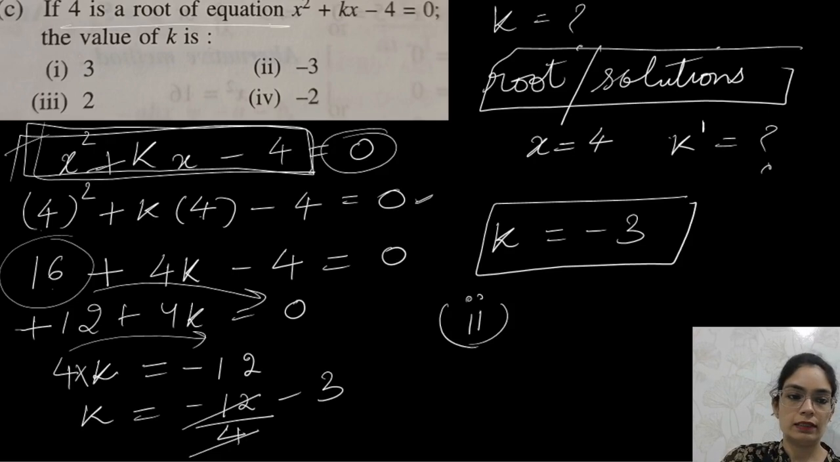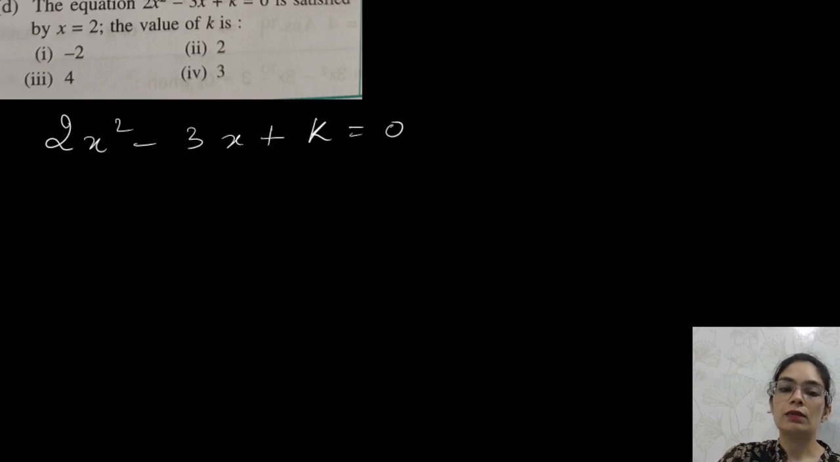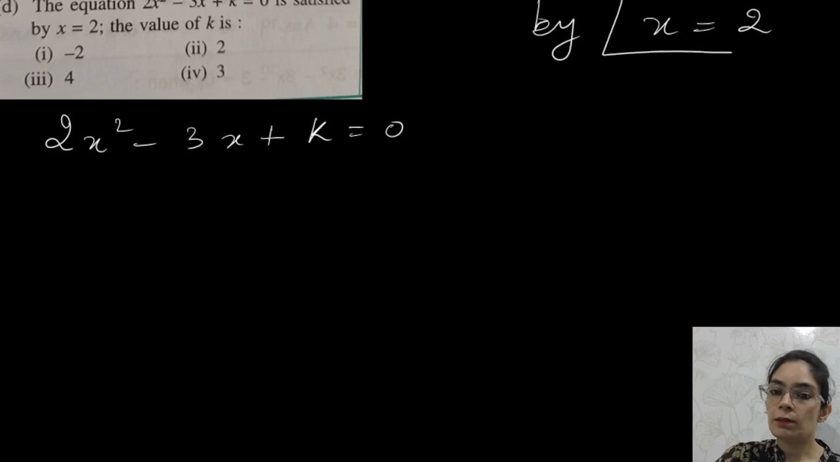Now let's do the next question. Question number D. The question is very much similar to the previous question. Again, one equation is given to us, and the equation is 2x square minus 3x plus k is equal to 0. This equation is satisfied by x is equal to 2. Satisfied means the same thing, that x is equal to 2 is the root of the given equation, or you can say x is equal to 2 is the solution of the given equation. So same thing we will do.